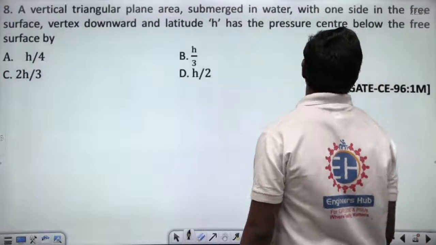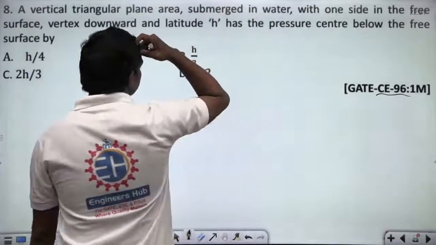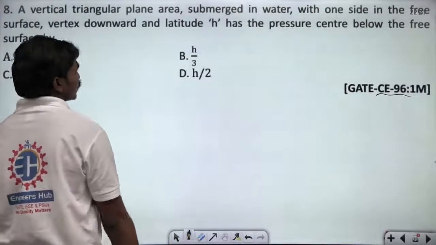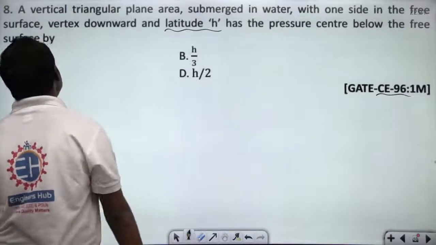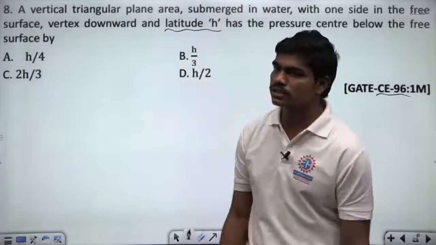Okay, this is the question. Civil engineering, again 96, a bit old question. A vertical triangular plate area submerged in water with one side in the free surface, vertex downward and altitude h, meaning the height of the triangle is h, has the pressure center below the free surface by... In yesterday's class we have done this question, correct? And the answer is h by 2. So let us once again do this question.